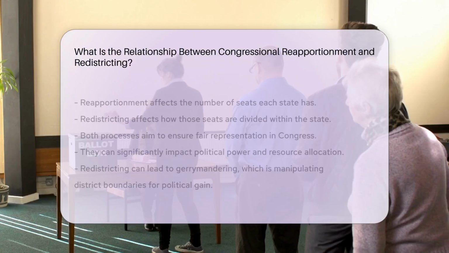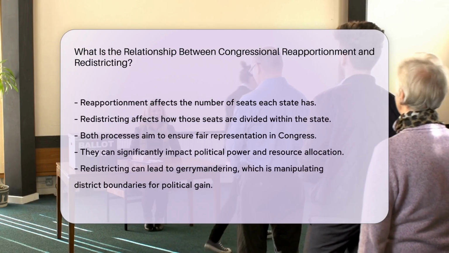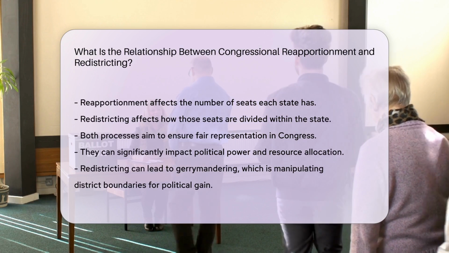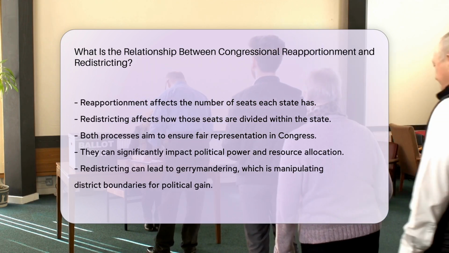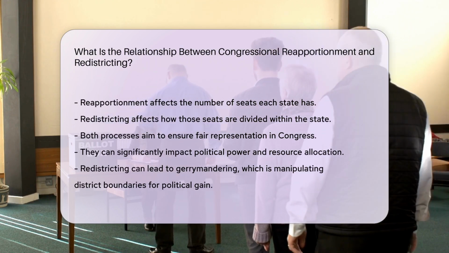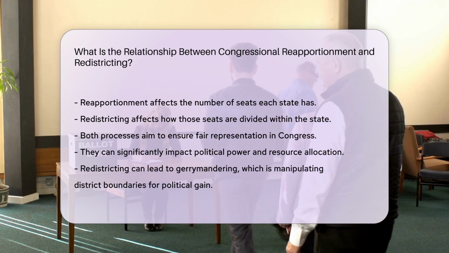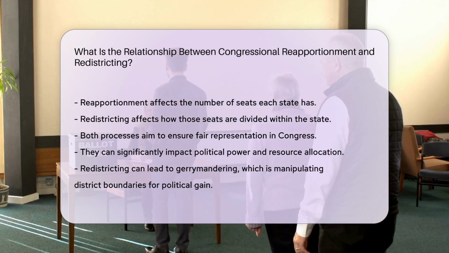And reapportionment affects the number of seats each state has. Redistricting affects how those seats are divided within the state. Both processes aim to ensure fair representation in Congress. They can significantly impact political power and resource allocation.